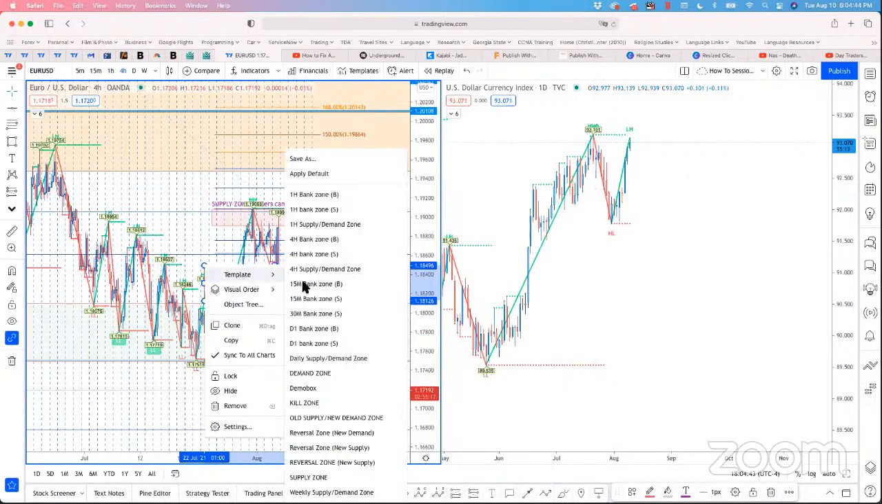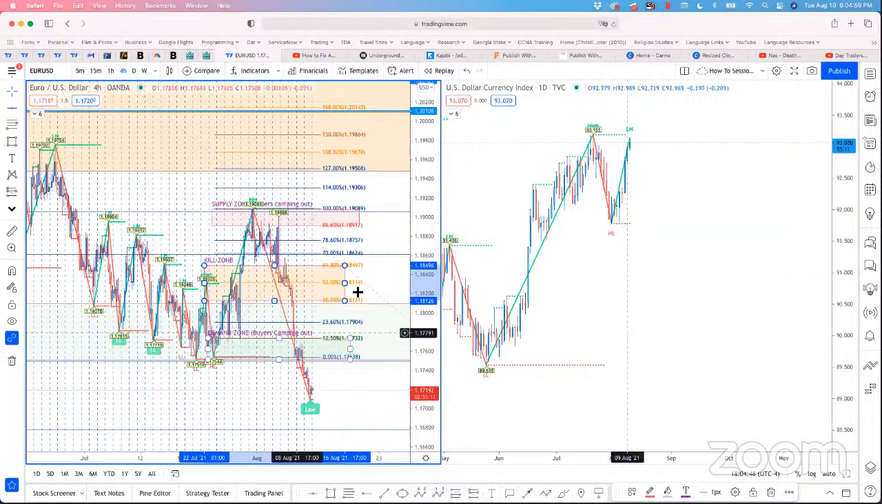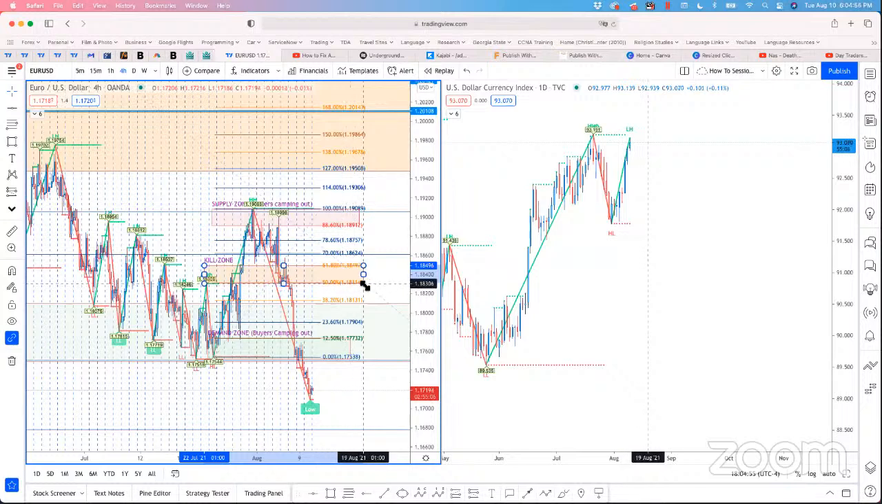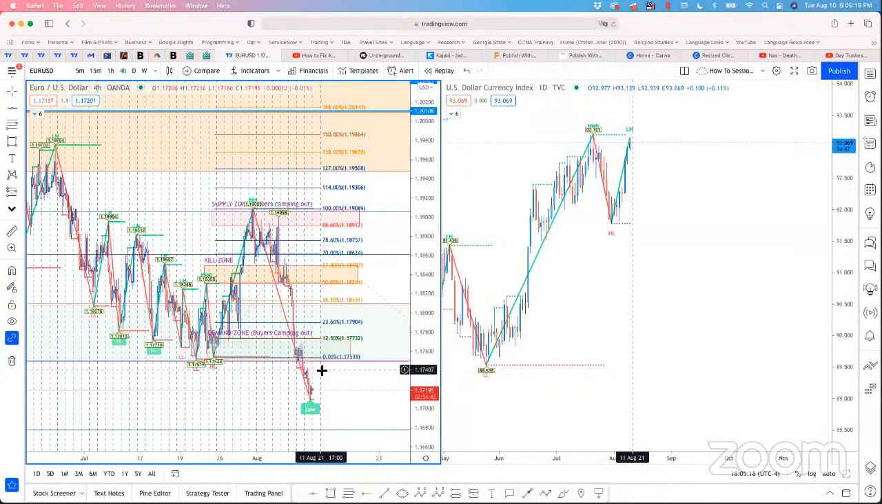I think he only uses the 50, but these are going to be the focal points for him. He's going to say, if on a lower time frame I get rejection here, I'm going to trade to these levels until I get to here. This is going to be my decision point. If it can't get higher than this, I'm going to take this to the downside.